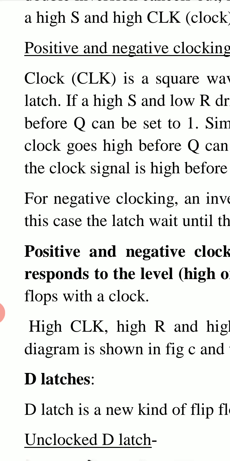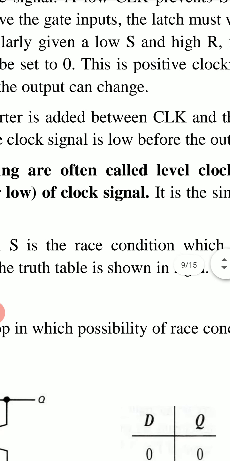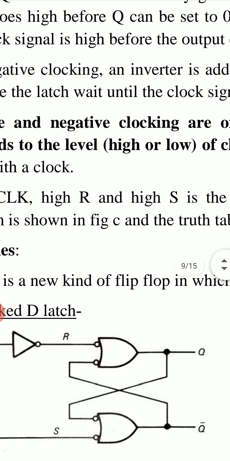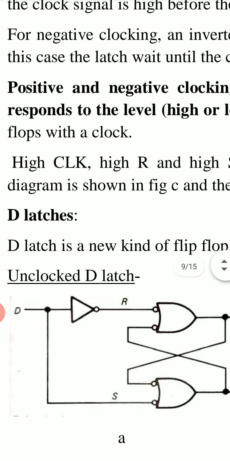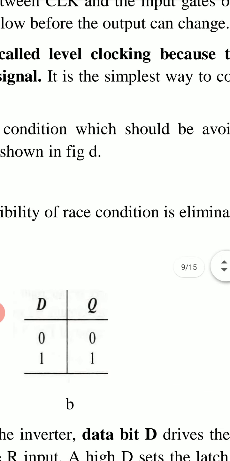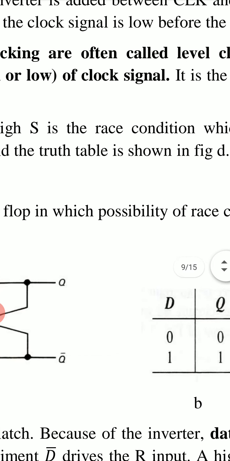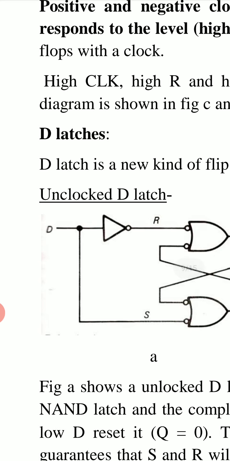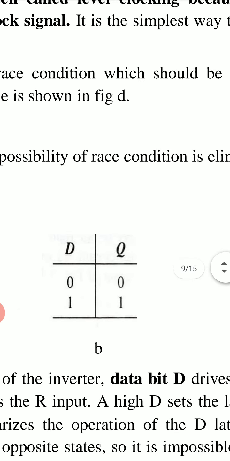Otherwise, if we take its opposite, that is negative clocking. In negative clocking, an inverter is added between clock and the input gates. In this case, the latch waits until the clock signal is low before the output can change. Positive and negative clocking are often called level clocking because the flip-flop responds to the level, high or low, of the clock signal. It is the simplest way to control the flip-flops with a clock. High clock, high R and high S is the race condition which should be avoided.